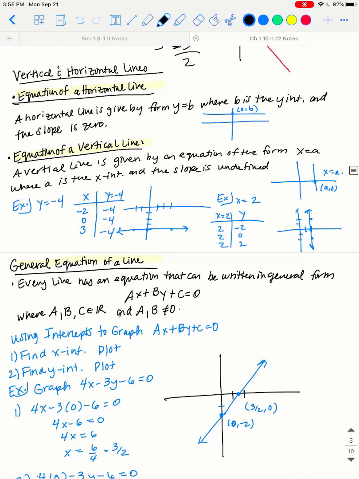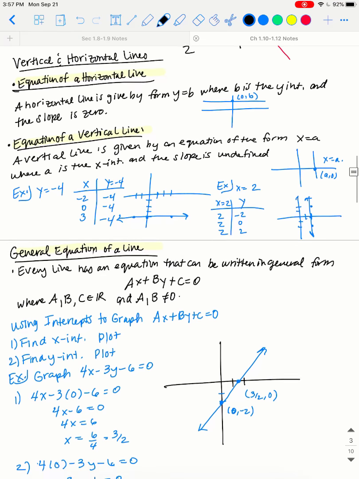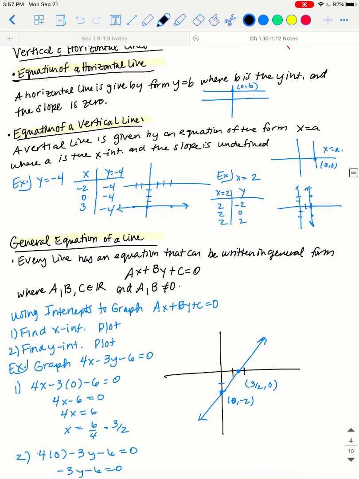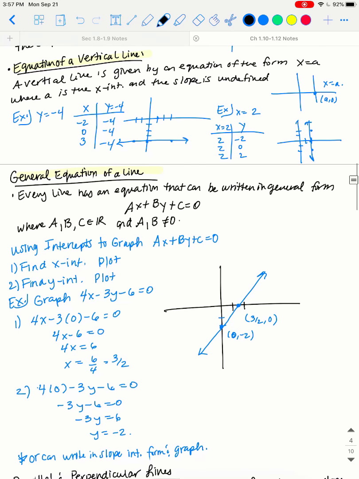Okay, vertical and horizontal lines. So we've seen some of this before. So our equation of a horizontal line, so a horizontal line is given by the form y equals b, where b is the y-intercept and the slope is 0. So we can see that because if we're going horizontal, it's just going to basically be the same y value the whole time, which is the b. So that's why it's y equals b. The equation of a vertical line is given by an equation in the form x equals a, where a is the x-intercept and the slope is undefined.